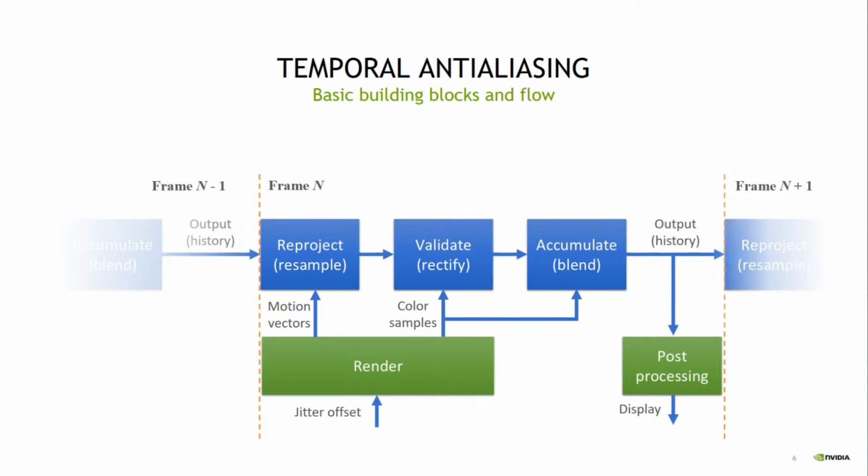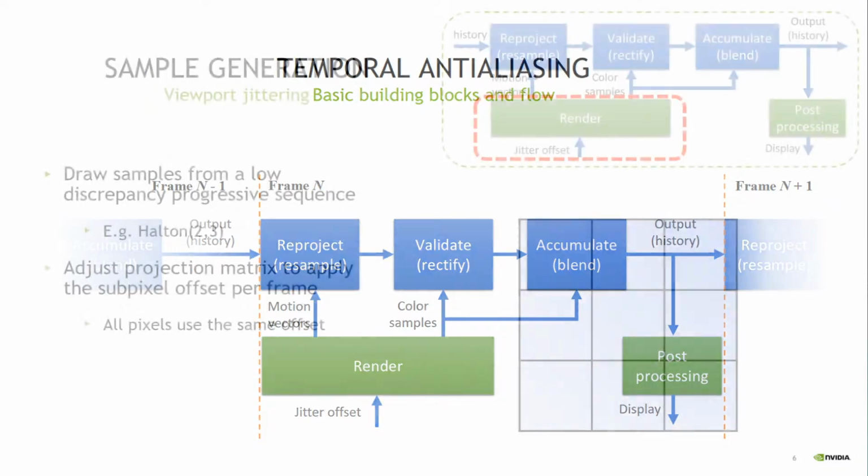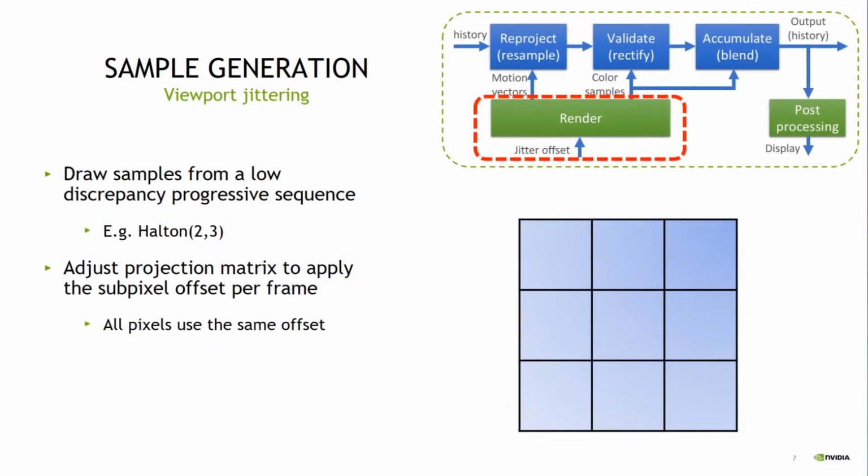Finally, we produce the output by accumulating new color samples into history. This output is post-processed by the engine to produce the displayed image, and it also becomes the history input to the next frame. Now let's take a closer look at each step.